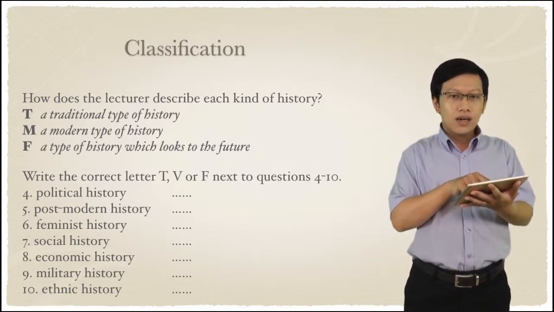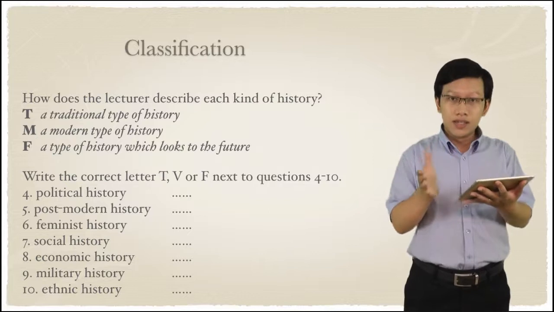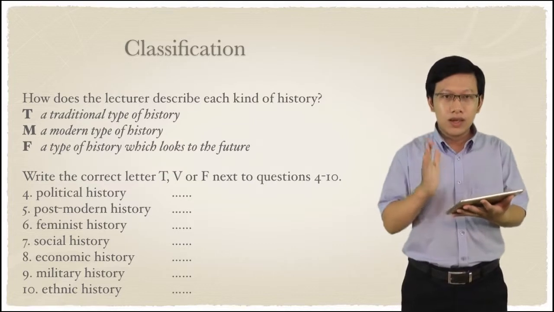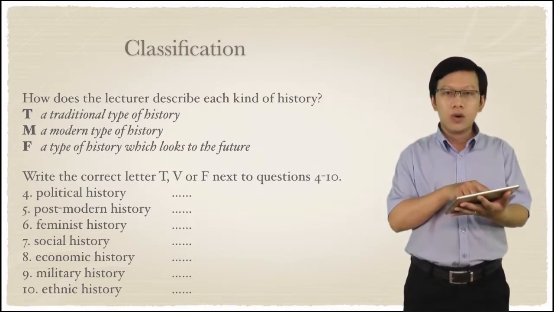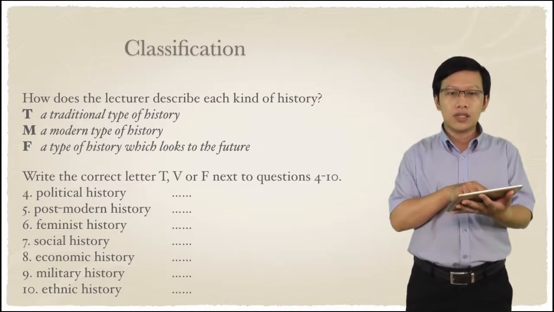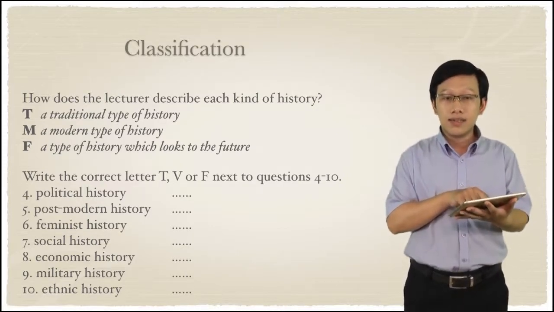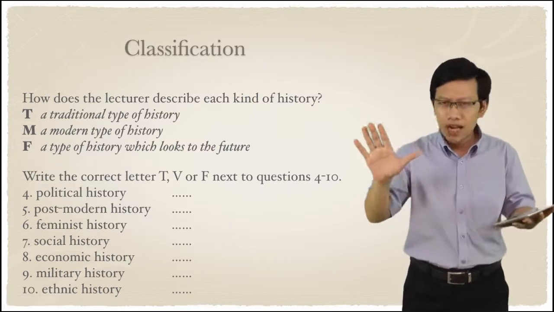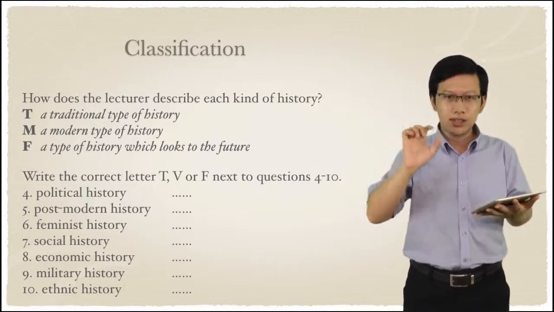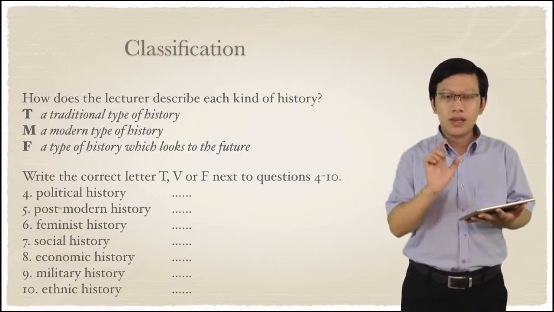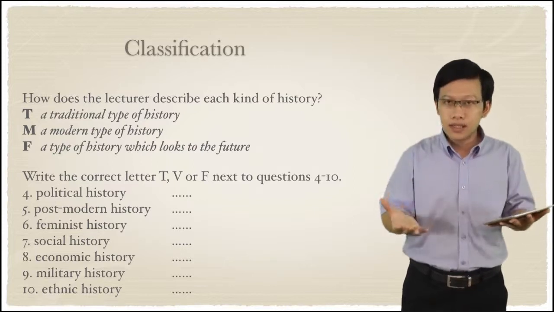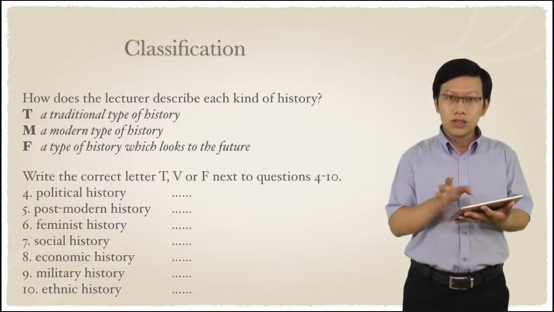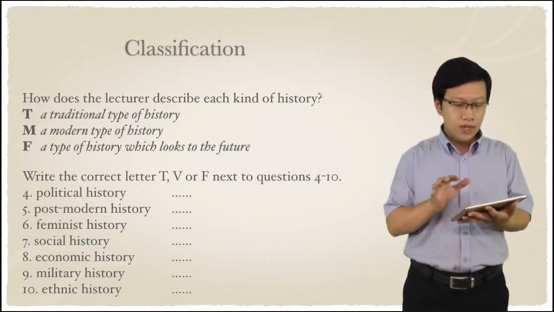We have a total of 1, 2, 3, 4, 5, 6, 7 types of histories altogether. And you've got to decide whether they are T, M, or F. We've got political, postmodern, feminist, social, economic, military, and ethnic. Maybe you don't understand all of these words, but don't worry. You don't have to understand all of them. You just have to listen carefully when they appear. And now we're going to practice listening. Pay attention to the signpost phrases. We will try to find the answer to the questions. All right. Now, here we go.